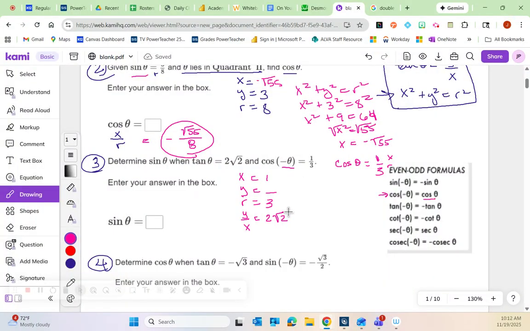Okay? So we're going to do x squared plus y squared equals r squared. That's going to give us 1 squared plus y squared equals 3 squared. That's going to give us 1 plus y squared equals 9. Y squared equals 8. And hold on a minute because I did not get that a while ago.